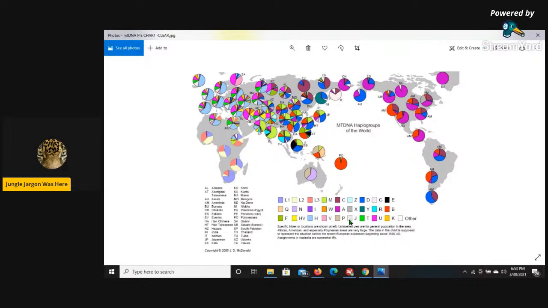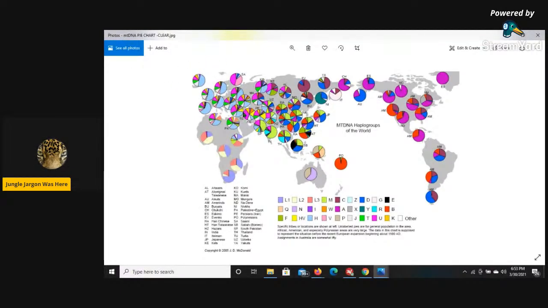So I'm guessing that's what this is. But this, the J, the U, and the T, these are the Semitic maternal haplogroups associated with Jewish people. And they're all found in Europe. That's all basically what Europe is.